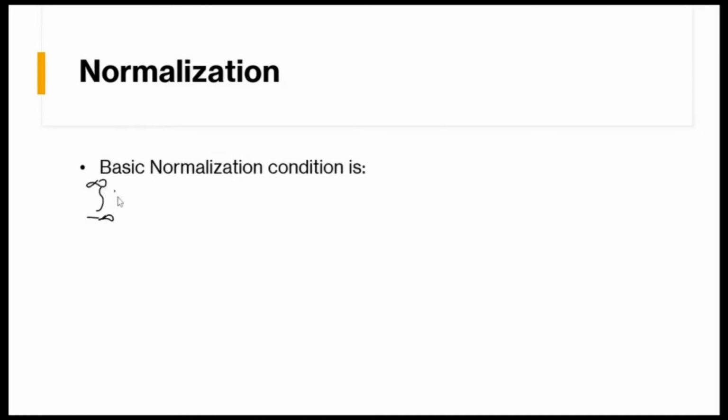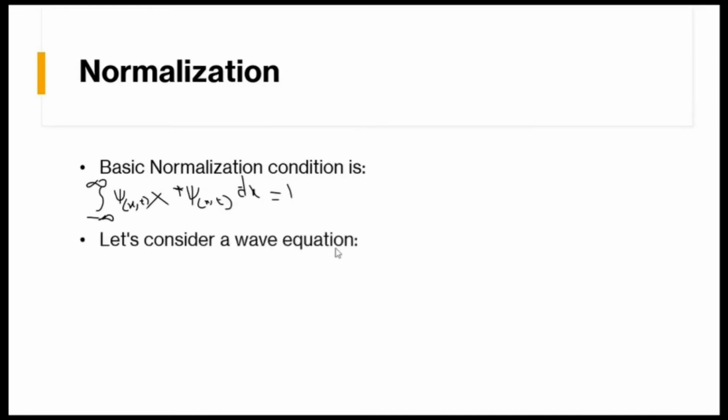Normalization. The basic normalization condition is that the integral from minus infinity to plus infinity of the wave function, since we are going with space and time, psi(x,t), multiplied by its complex conjugate psi*(x,t), dx, should always equal 1. We will see later what a complex conjugate is. So this is the condition.